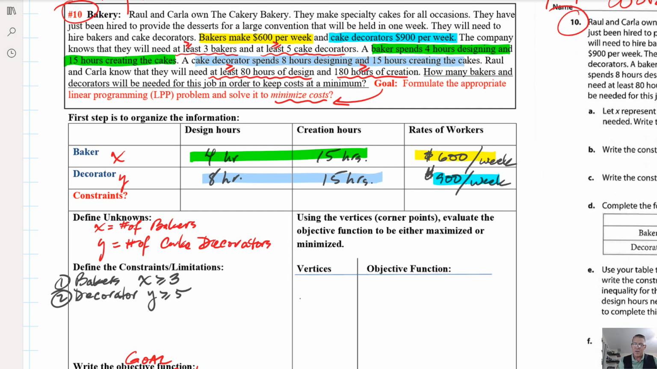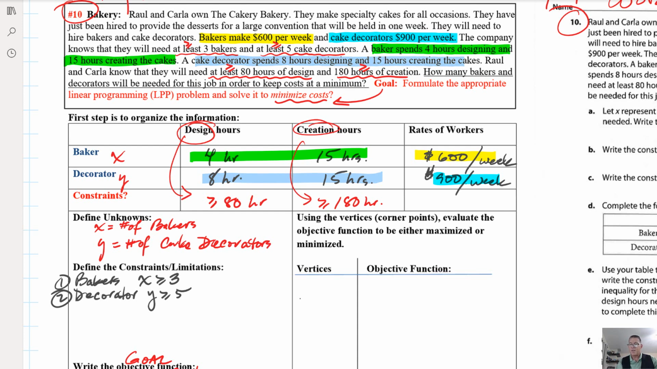So for the last row here, I said, are there any constraints? And well, there is. I said they need at least 80 hours of design. So design at least 80 hours, so this is greater than or equal to 80 hours total. And then here, creation, well, guess what? That's got to be greater than or equal to 180 hours. That's a minimum, okay? So these are minimums. And then how many bakers and decorators do we need for the job to keep the cost at the minimum?